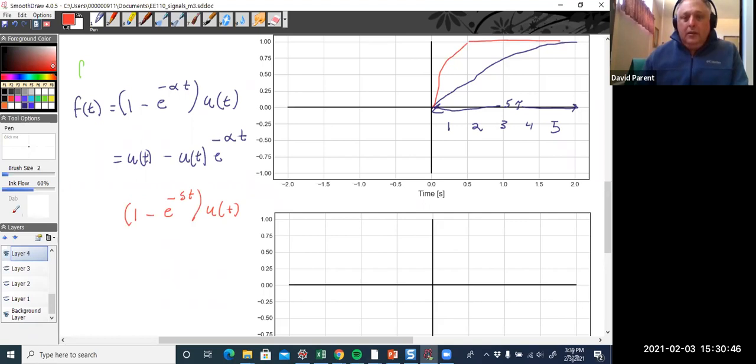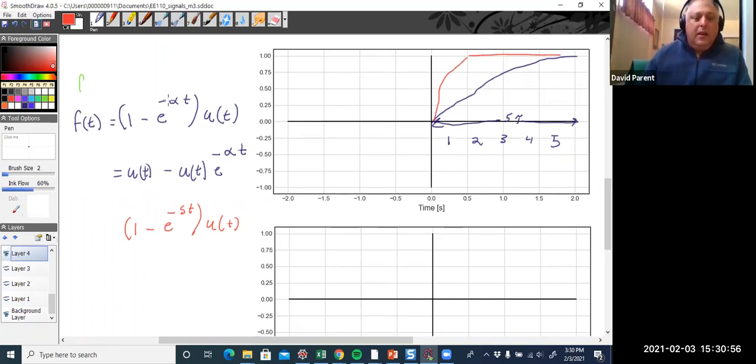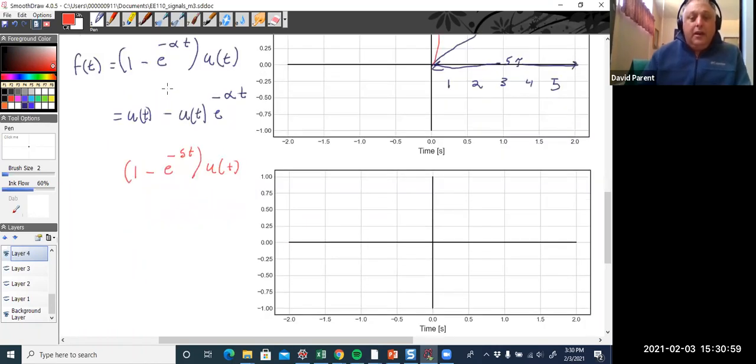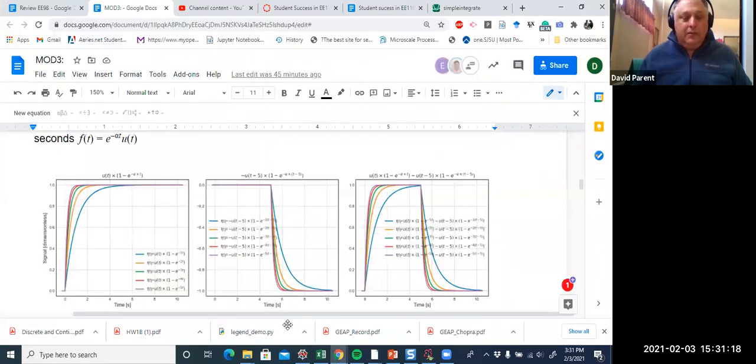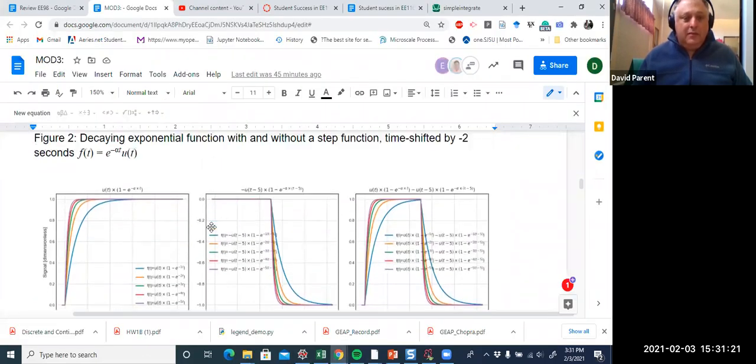Okay, let me check here. This is alpha, and it's just a scale factor. And eventually, instead of alpha, we're going to use something called omega naught when we start getting into the frequency domain. All right. So I'm going to pop back to here because the drawings are that much better.